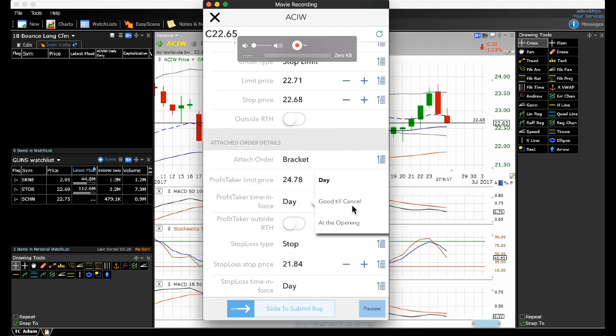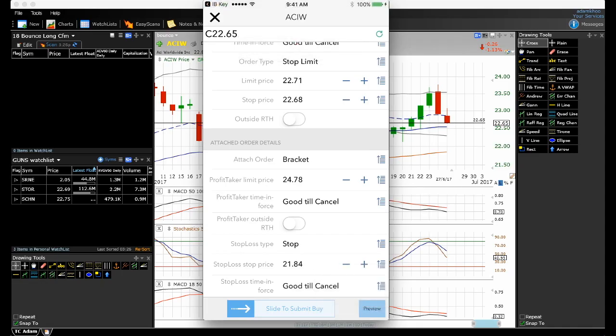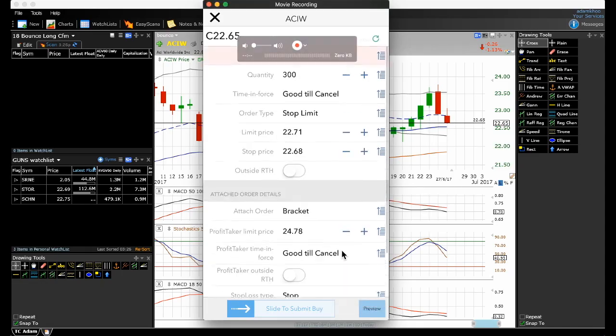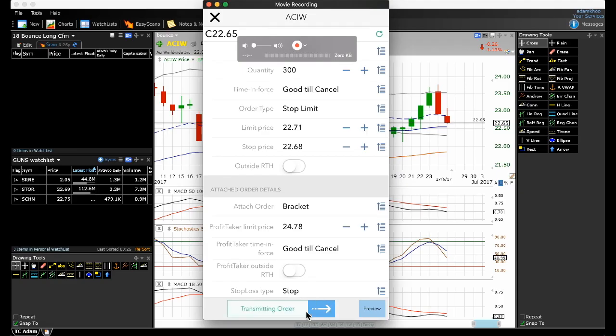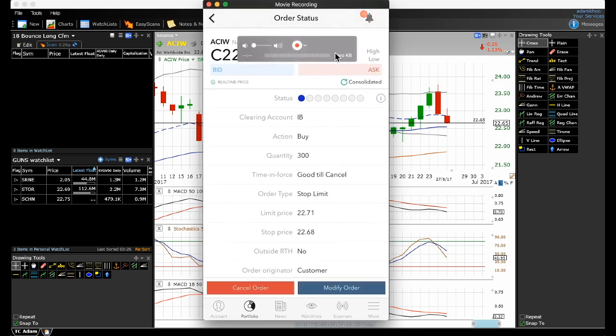Good till cancel. There we go. So once it's all ready, all right, I can choose an account. Once it's all ready, I just slide to buy. There we are. So the buy order is in.